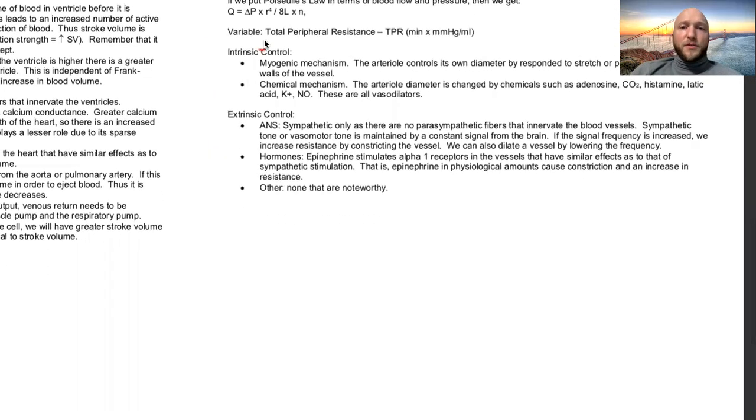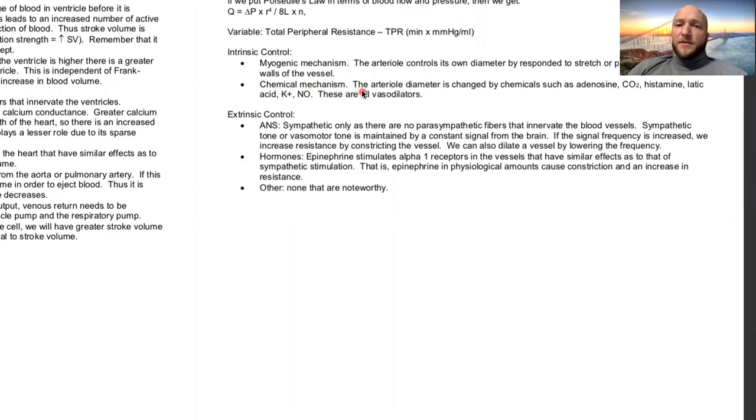So, variable total peripheral resistance, or TPR. Intrinsic, the myogenic mechanism. The arteriole controls its own diameter by responding to stretch or pressure exerted on the walls of the vessel. The muscle cells within your arteries will feel stretch come and will resist that change. It'll change the amount of force they're generating based on how much pressure is coming through the artery in order to help maintain level blood pressures.